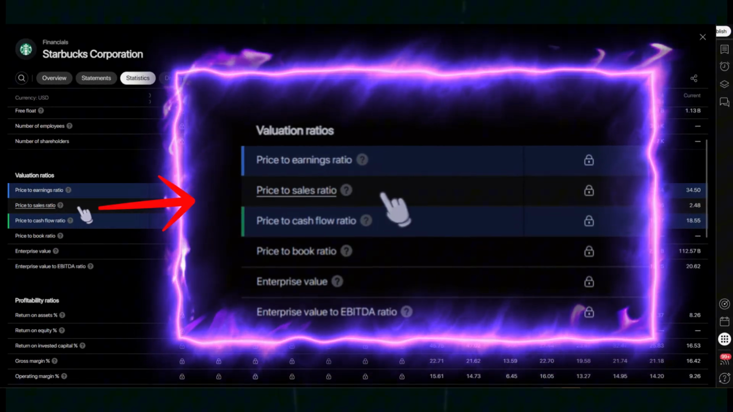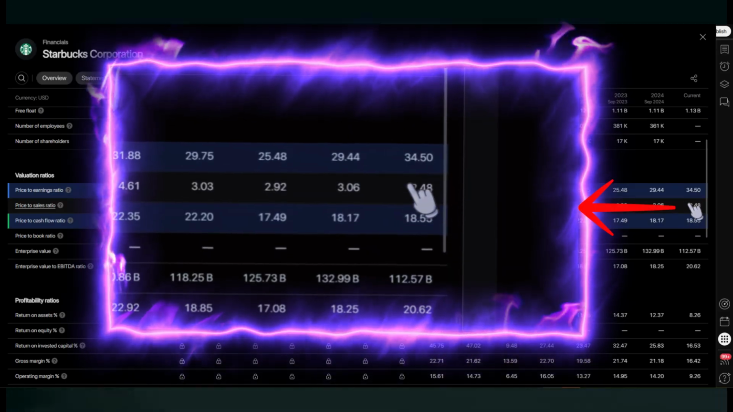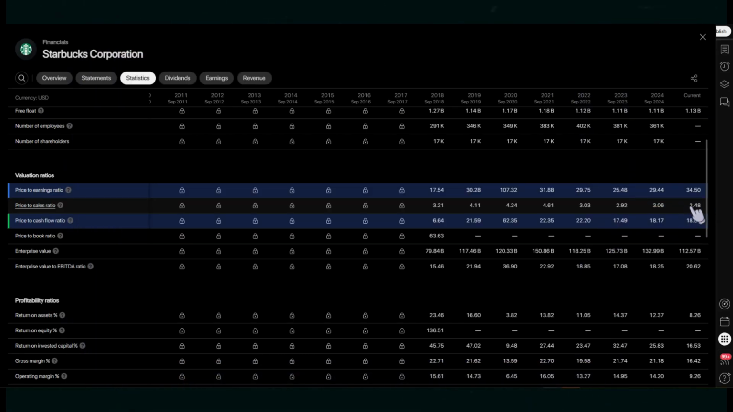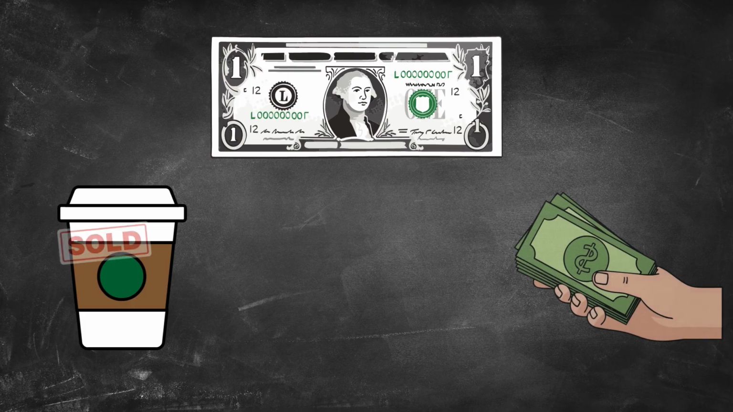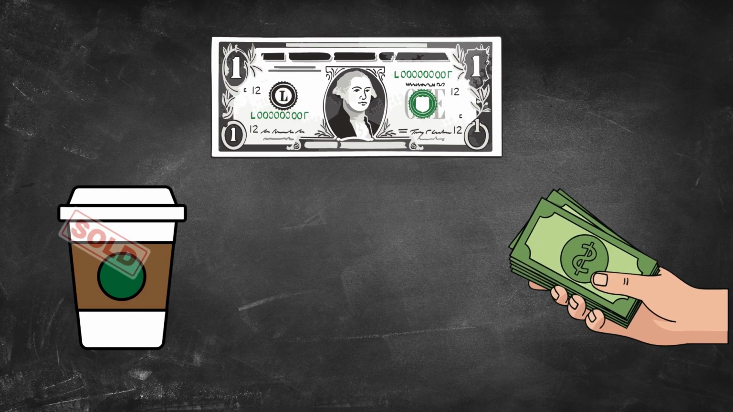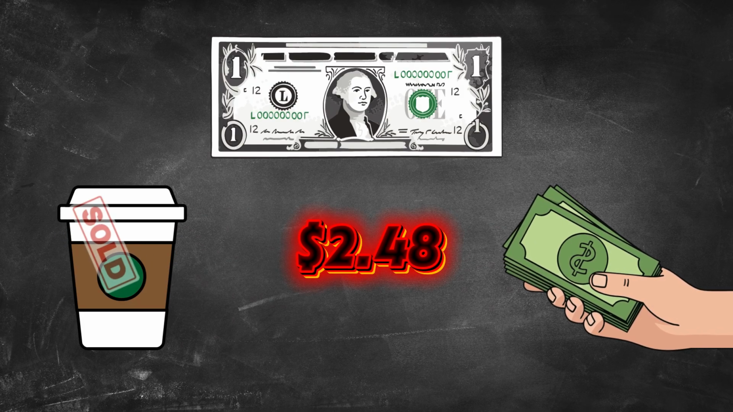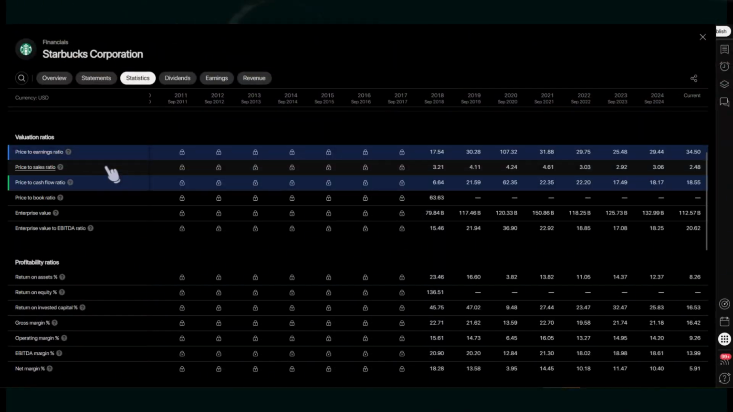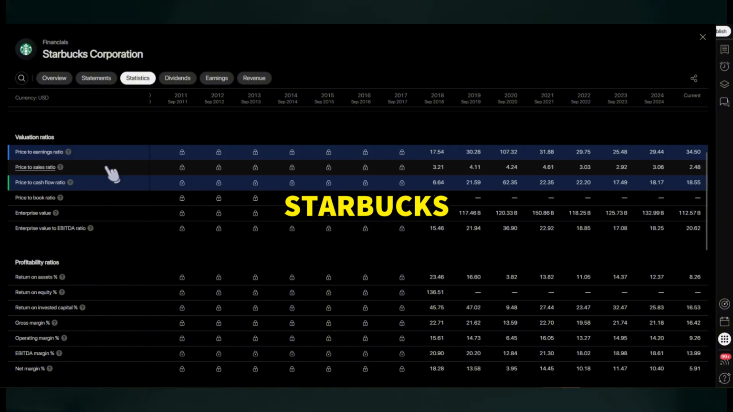Next up, price to sales ratio is 2.48. This tells you how much you're paying per dollar of revenue. So for every dollar Starbucks brings in from selling coffee, you're paying $2.50 to own a piece of that business. Again, that's pretty high, but it makes sense for a strong brand like Starbucks.